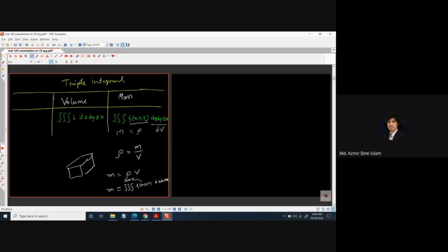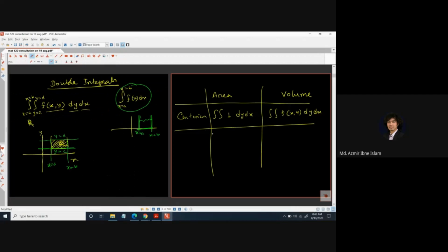So remember, if you have dz dy dx with 1, then it will give you volume, and if you have dz dy dx with f of x comma y comma z, that will not be confined to three dimensions. It will be another new phenomenon. It may be mass, or it may be some other thing, maybe center of gravity, like that. So these are the applied parts of double and triple integrals or multiple integrals. For now we are discussing double integrals.